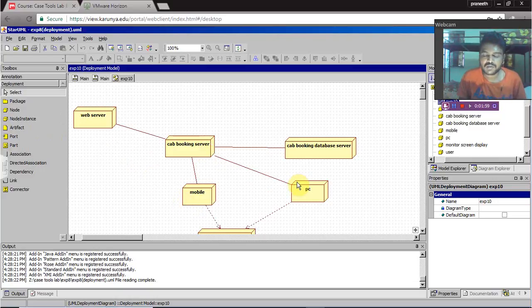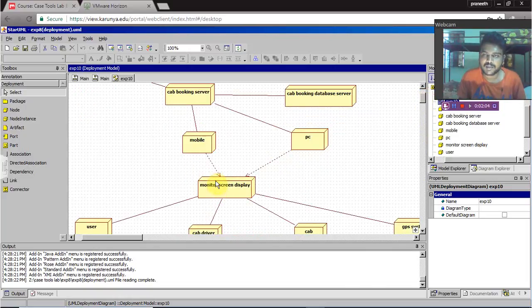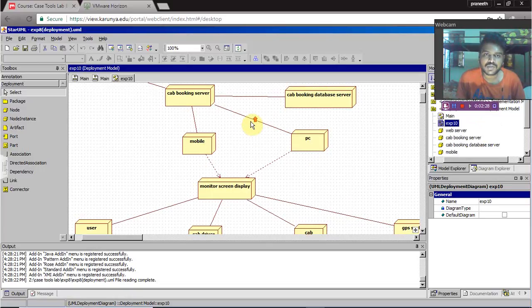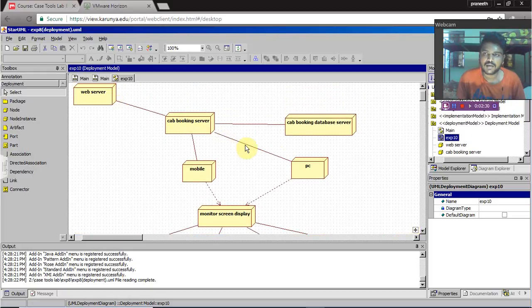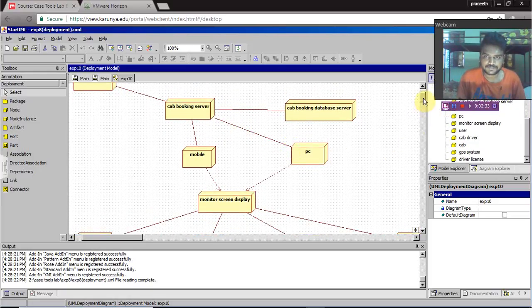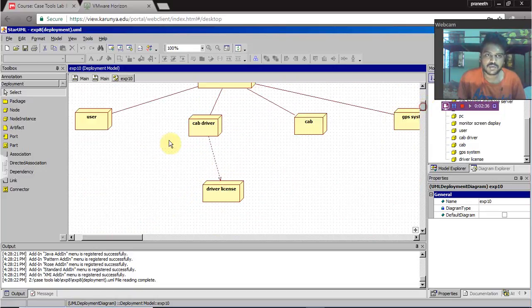And later, the mobile or PC, whatever application we use, is dependent on the monitor. So we need to use a dependency connection to connect the monitor screen display. If there is no screen to display, then the mobile or PC will be a waste product. And there is an associated interlink. Here I'm using association for the other components. The association goes like this.